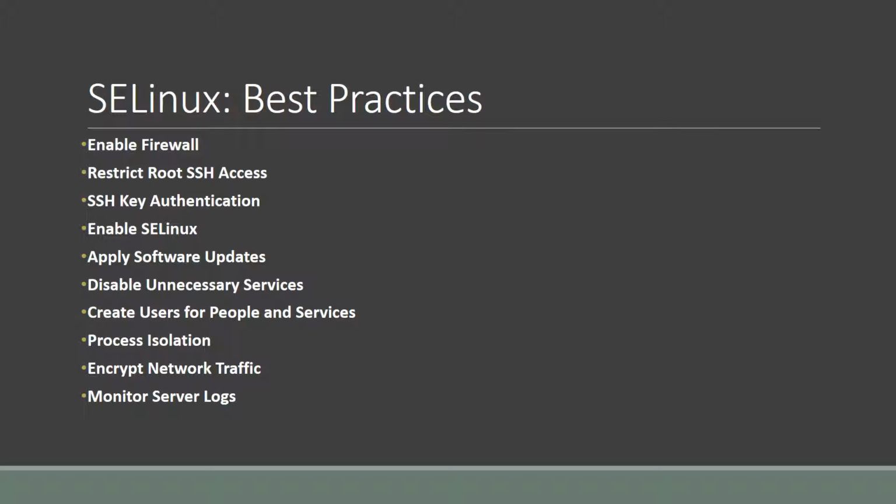Best practices for security enhanced Linux. Enable firewall. Some Linux distributors do not enable the local firewall by default. This can pose a significant security risk if the server is directly connected to the public internet. It is suggested that the local Linux firewall IP tables are always enabled.